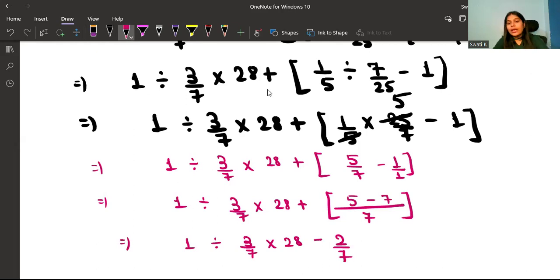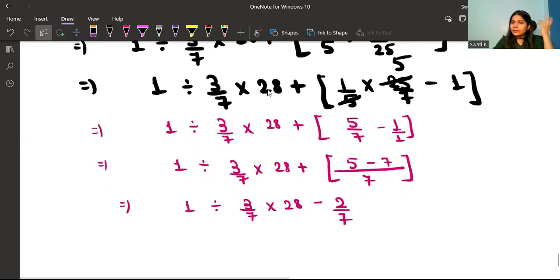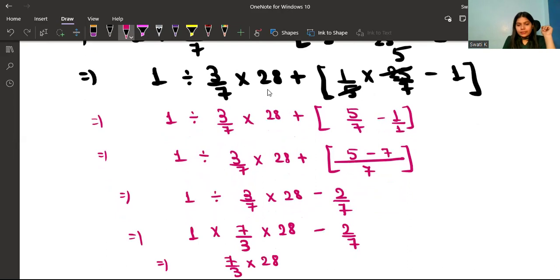Now here you can see you're having 3 operations: division, multiplication, and subtraction. Of course, you're going to solve the division first. So it is 1 divided by 3 by 7. So will it not become 1 times 7 by 3, right? And then times 28, and then minus 2 by 7 as it is, right? So if I solve this, it will become 7 by 3 times 28, right? Of course, and then minus 2 by 7.